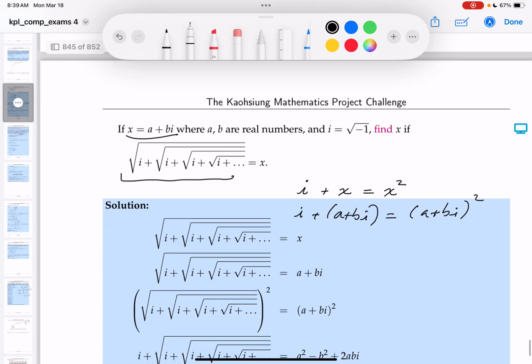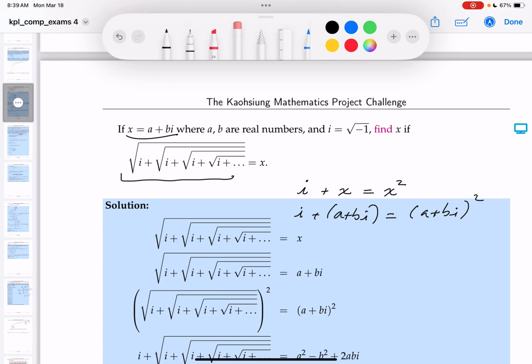Then you kind of multiply it out. What do you get? You get I plus, this is going to be A squared minus B squared, and then it's going to be plus 2ABI. And over here, well, I made a mistake there. I just realized I'm squaring something I'm not squaring. It's I. It's the other side I'm looking at.